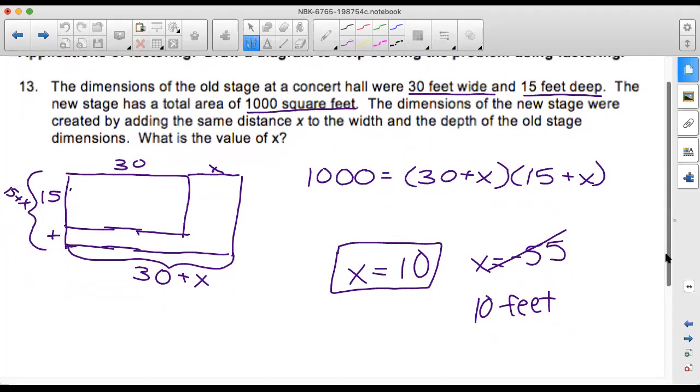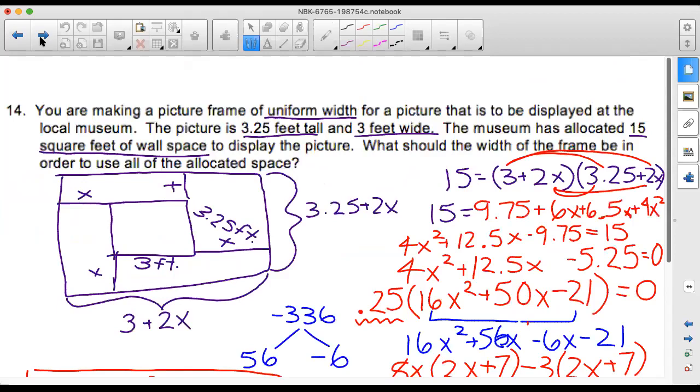Yeah, so whenever I drew my diagram, I had x's coming from every corner, like how we did in number 14. Okay. So that is if we had uniform width. That's if we were adding the same length all around. But here we're just adding the same distance to the width and to the depth. So we're going to take the width, add x, and take the depth and add x. When we are adding the same distance to every side, like we did in 14, that's when you'll see the term uniform width.